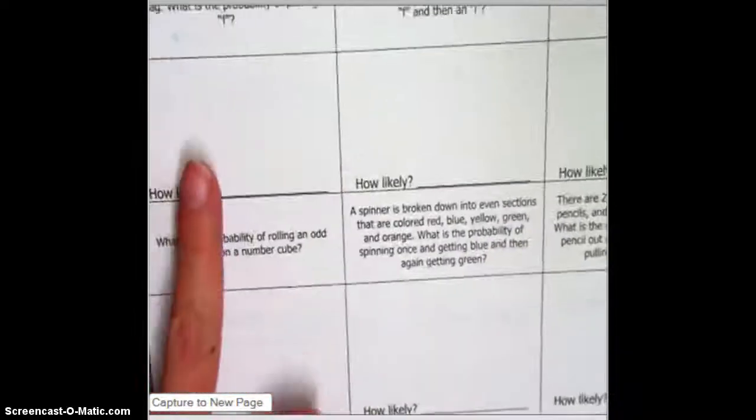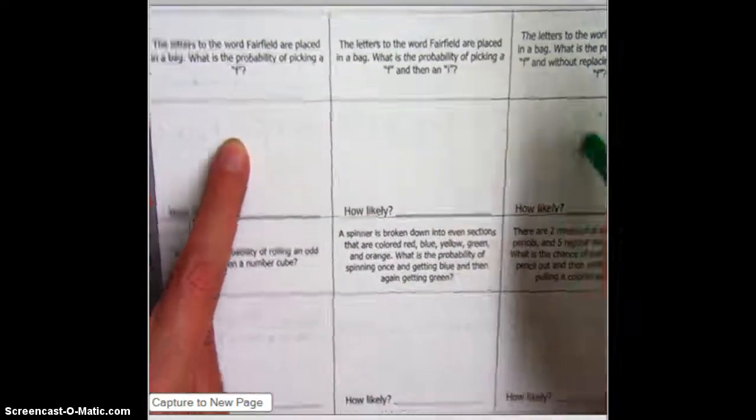So go ahead and work on the back. The same thing, we just have 3 different types: simple event, then independent and dependent. So here's a problem, and then the same thing here.